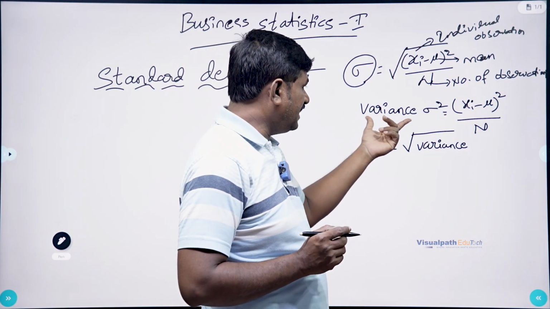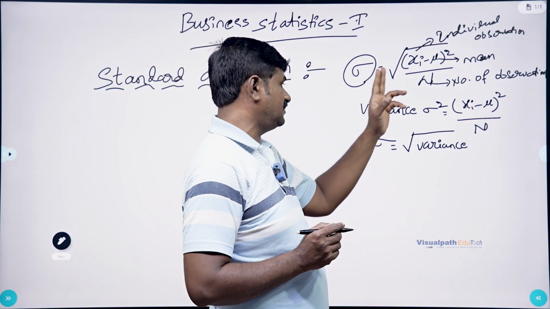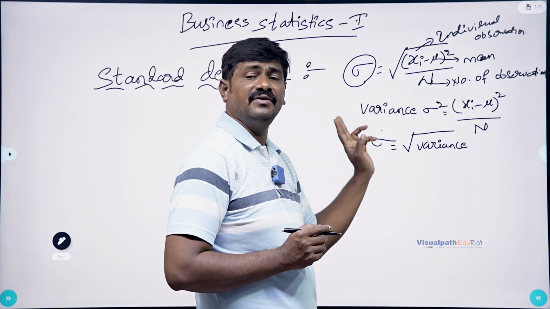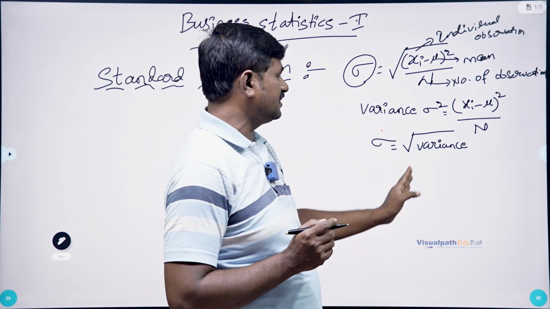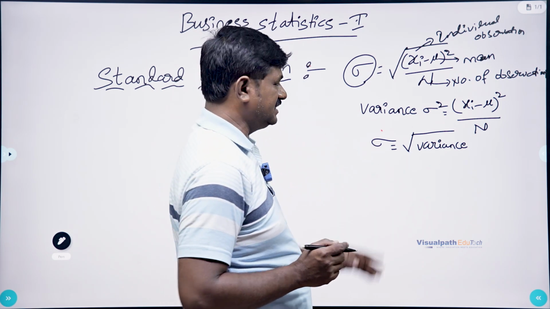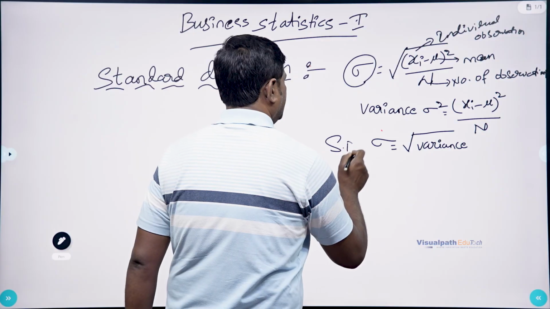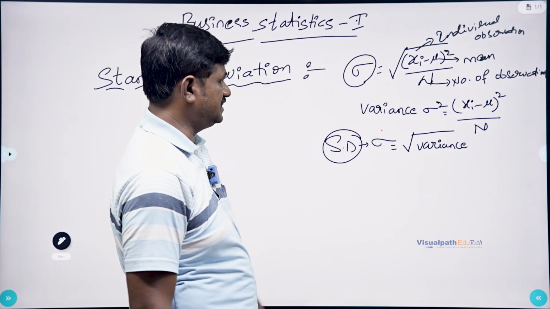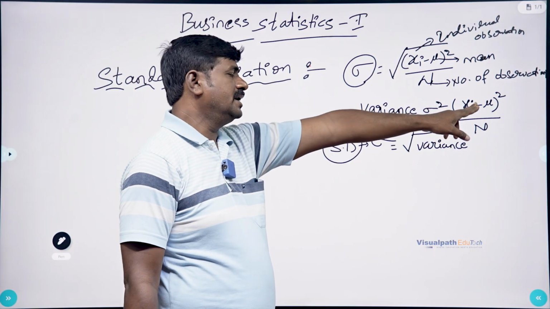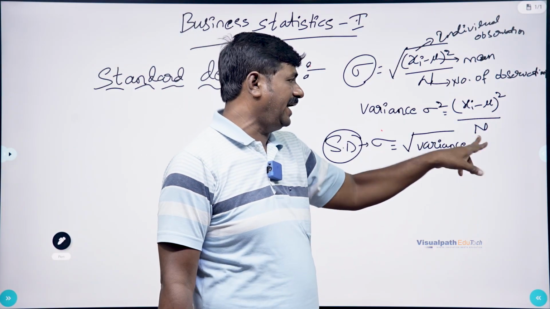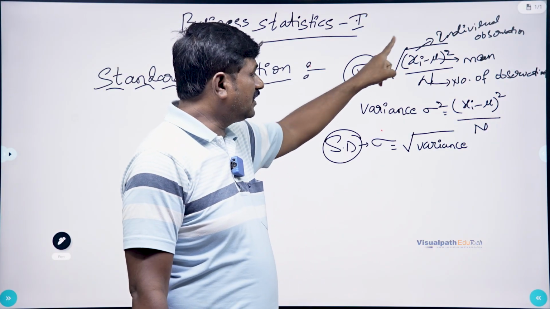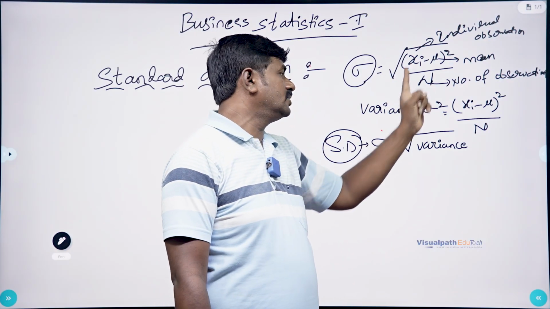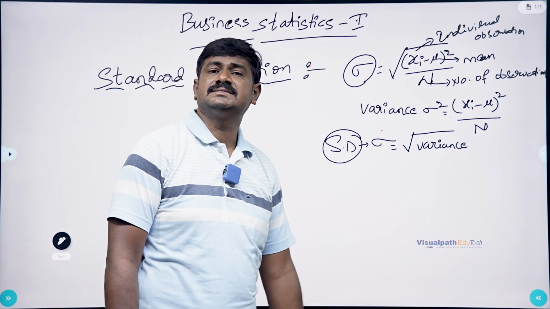Variance is sigma squared, that is, the sum of xi minus mu whole squared divided by n, without the root. When we take the root of the variance, we get sigma, which is the standard deviation. So standard deviation sigma equals the square root of the variance, and taking the root gives the total formula of the standard deviation.